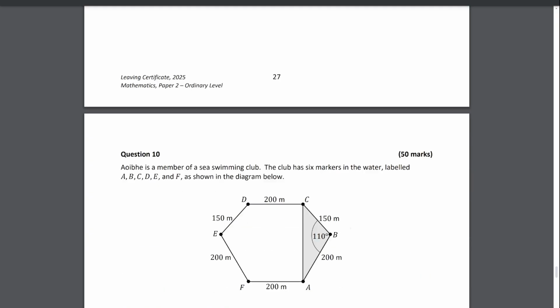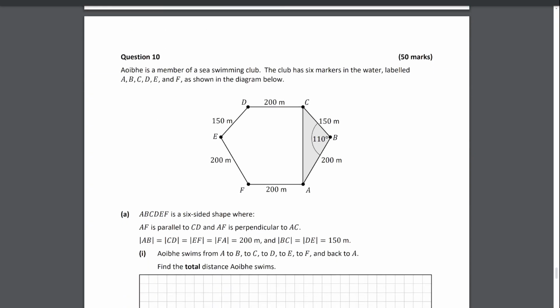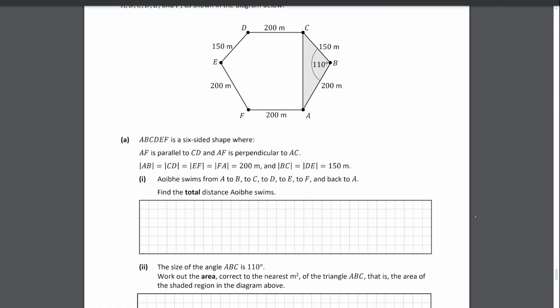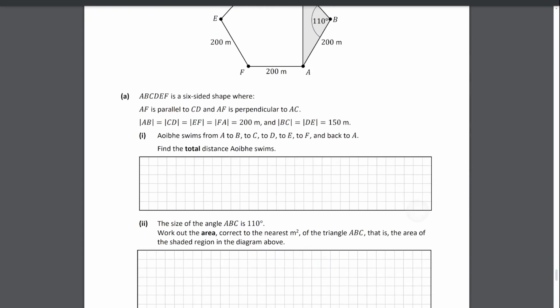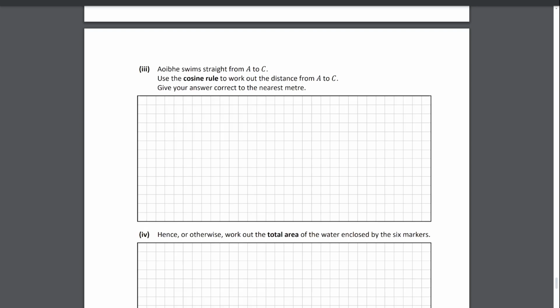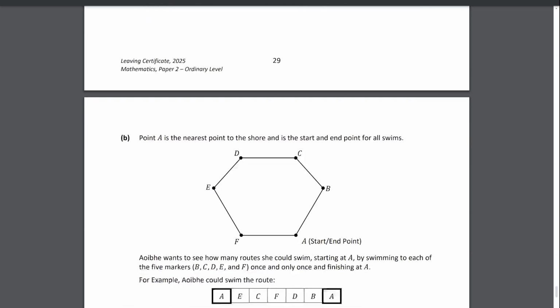And then just a bit of logic at the end. And then question 10 is just another weird looking geometry question, but overall okay. I mean, in this question, they give you the distances to add up. And then working out the area of a triangle, so that's okay. Using the cosine rule and then the total area, etc.